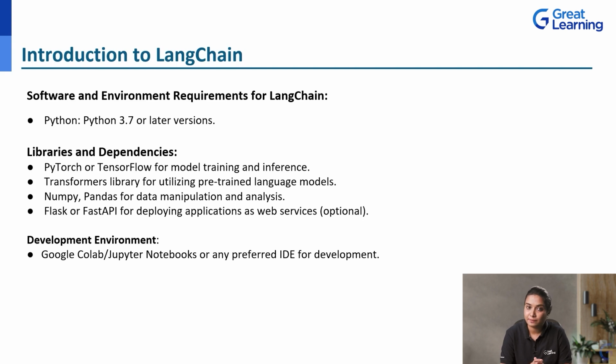Next, what are the libraries or dependencies you have for LangChain? It is very common. You have PyTorch, TensorFlow, Transformers, NumPy, Pandas for data manipulation and analysis, and Flask or FastAPI for deploying web service applications. You have TensorFlow for training and inference, and you also have Transformers for pre-trained language models. These are the libraries or dependencies you have. It's not that every library will be used. It's a broad structure of libraries which you can use.